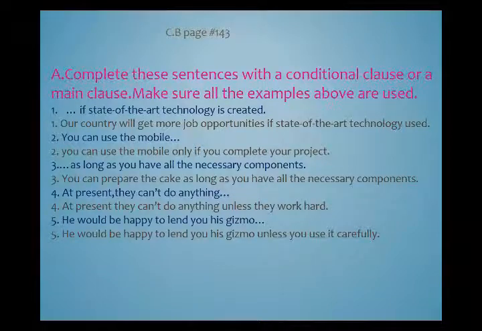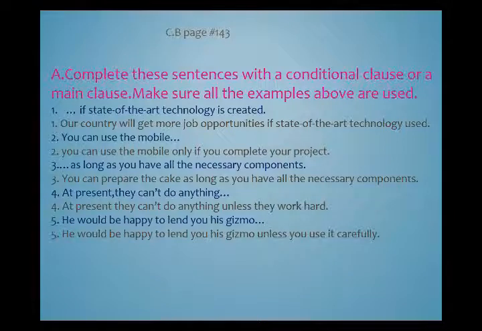Next we are having: you can use the mobile. How can we convert this into a conditional clause? You can use the mobile only if you complete your project. We are having here only if as a conditional clause, and in the first we had if as a conditional clause. Now we're having your third sentence: as long as you have all the necessary components. You can prepare the cake as long as you have all the necessary components. So we have used as long as as a conditional clause here.